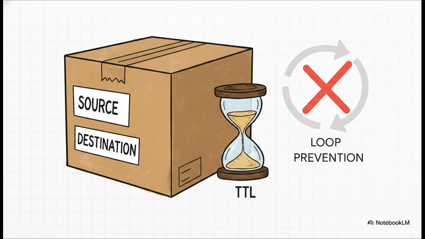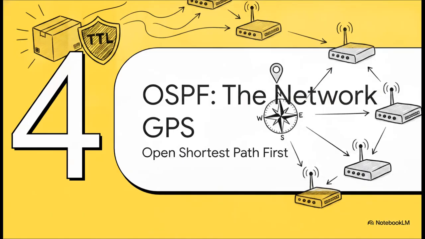When that TTL hits 0, the router simply destroys the packet, instantly preventing any catastrophic infinite network loops. That brings us to part 4, OSPF, the network GPS.